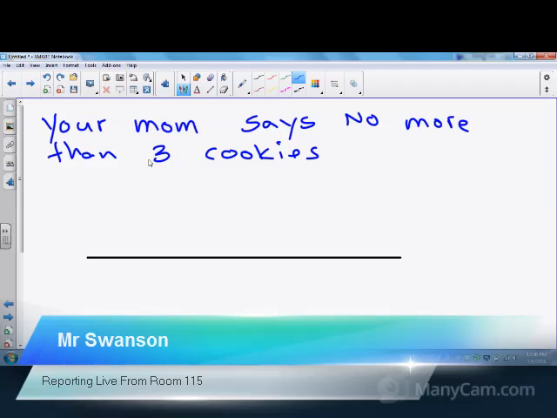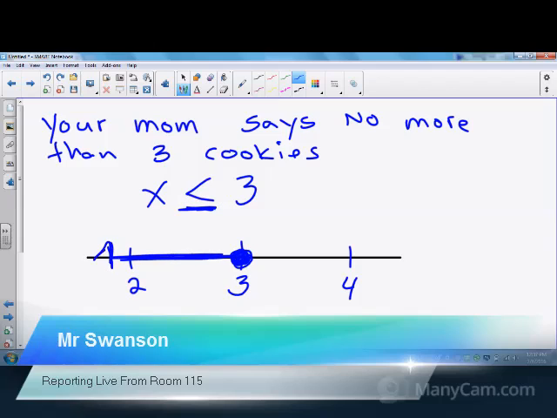Your mom says no more than 3 cookies. So we're going to say X is no more than 3 cookies. So that means you're allowed to have less than or equal to, just no more than 3 cookies. So let's review again. How do we graph that? That's a 3, 2, 4 over here. This will be a closed circle, closed circle because of the or equals. 3 is part of my solution. X is less than, so that means I shade everything less than, including my arrow.